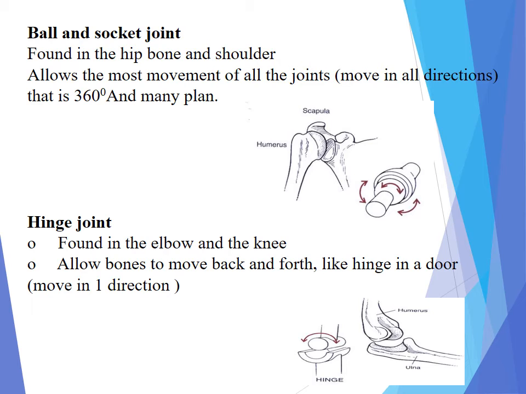so that it can move in two directions. It can move back and forth. In the same way, the hinge joint in the human body, in the elbow and in the knee, can produce movement back and forth. Therefore it is compared with the hinge of the door, which produces movement in only one direction, that means only backward and forward.